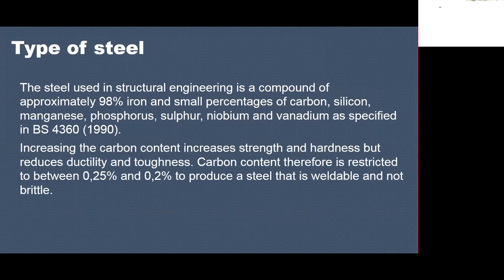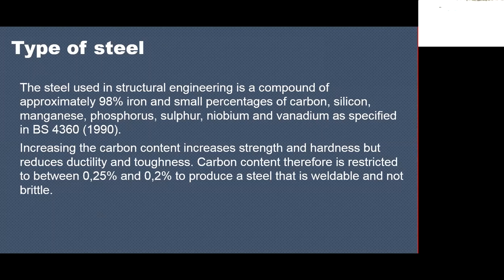The steel used in structural engineering is a compound of 98% iron and small percentages of carbon, silicon, manganese, phosphorus, sulfur, niobium, and vanadium. Increasing the carbon content increases the strength and hardness, but reduces the ductility and the toughness. So carbon content is therefore restricted between 0.25% and 0.2% to produce a steel that is weldable and not brittle.